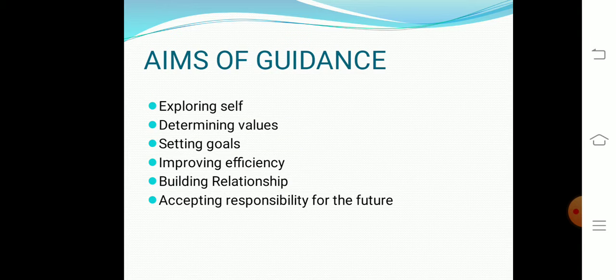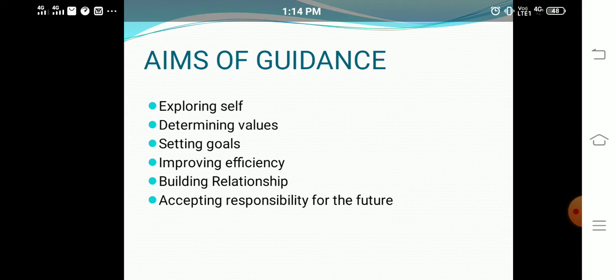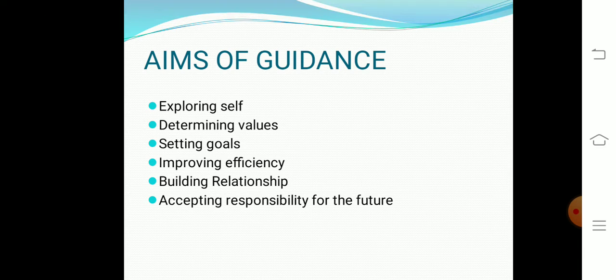Aims of guidance: exploring self, determining values, goal setting, improving efficiency, building relationship, accepting responsibility for the future. These are the aims of guidance.